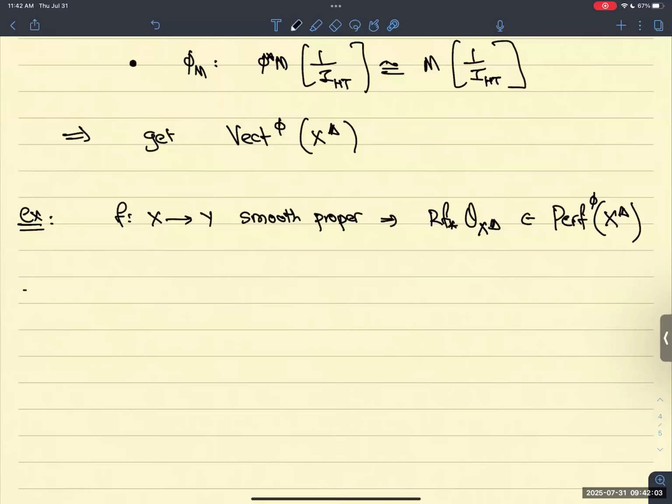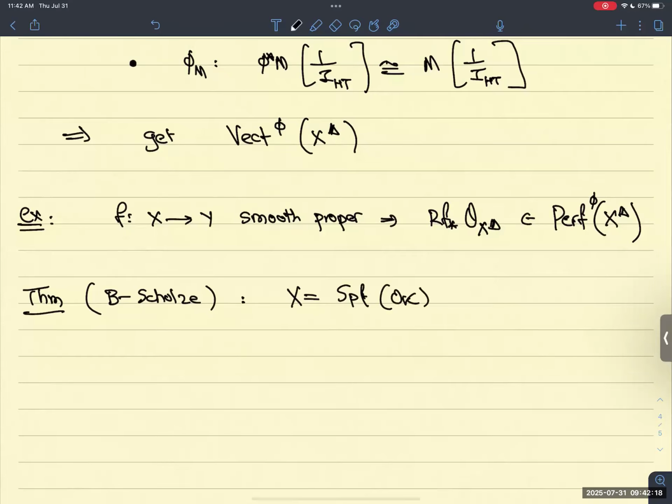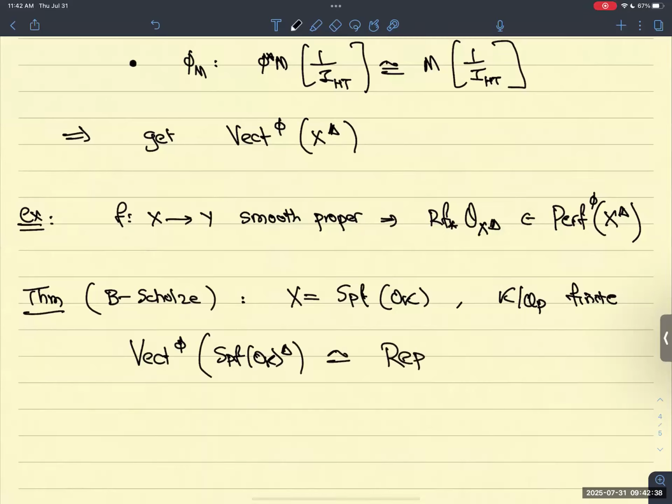So, theorem. This was joint work with Scholze near the start of the pandemic. Sorry, I didn't look up the dates. So let's say X is just Spf of O_K, where K is a finite extension of Q_p. Then what is this category? This category of prismatic F-crystals on Spf O_K is nothing but the category of crystalline Galois representations, so Z_p representations of the absolute Galois group of the fraction field K, which are crystalline.